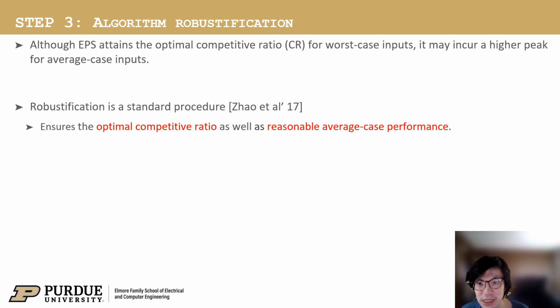One issue with EPS is, although it achieves the optimal competitive ratio for the worst-case inputs, its average case performance can be very poor. So we use the standard robustification procedure introduced in this work. The robustified algorithm ensures the optimal competitive ratio as well as a reasonable average case performance.